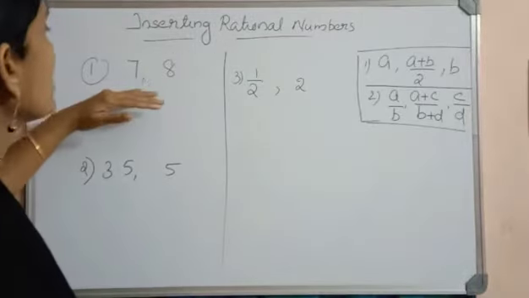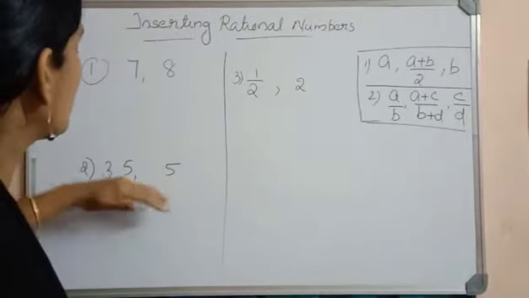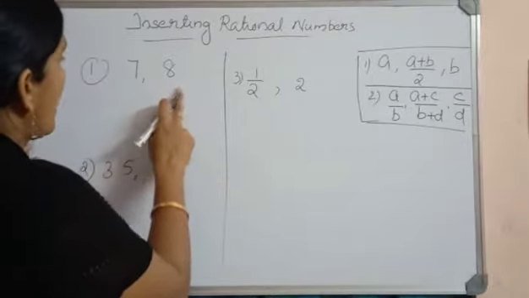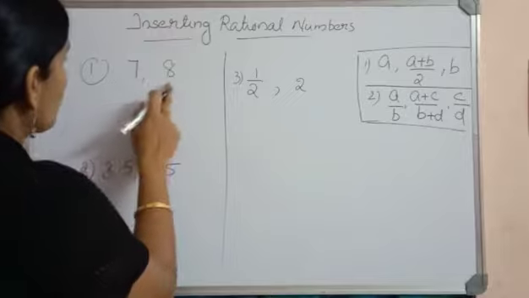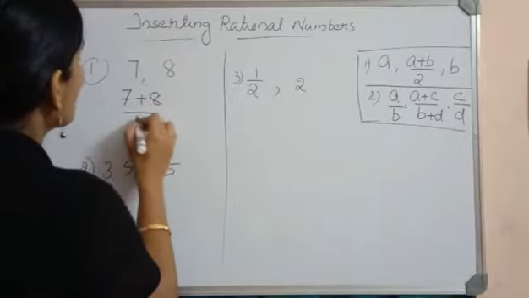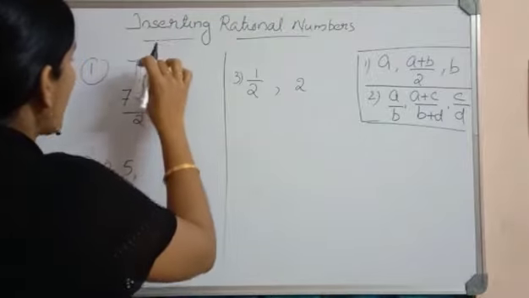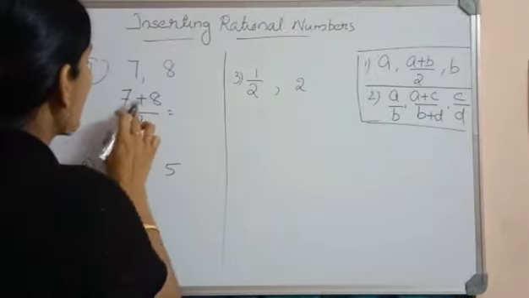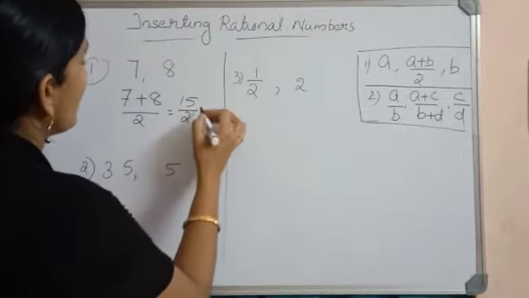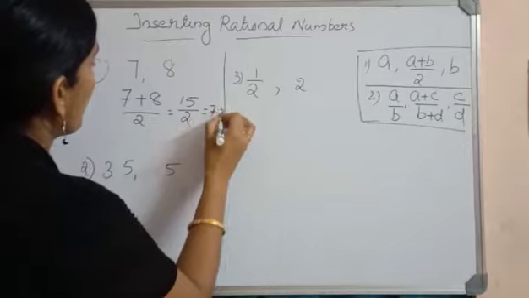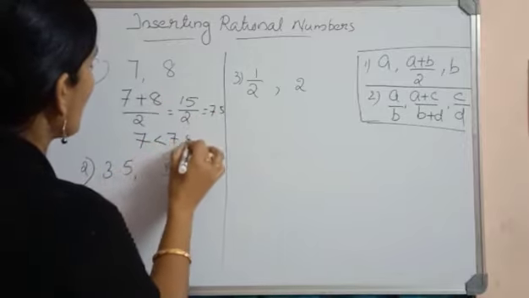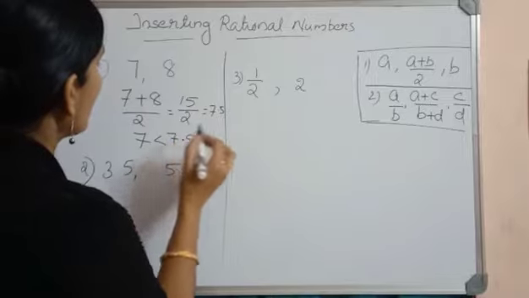Now let's insert one rational number between these given rational numbers. The first one is 7 and 8. According to the first method, if there are two rational numbers given, then (7 plus 8) by 2 is a rational number which is lying between 7 and 8. 7 plus 8 is 15. 15 by 2 is the rational number, and that is the same as 7.5. So we can see that 7 is less than 7.5 is less than 8.